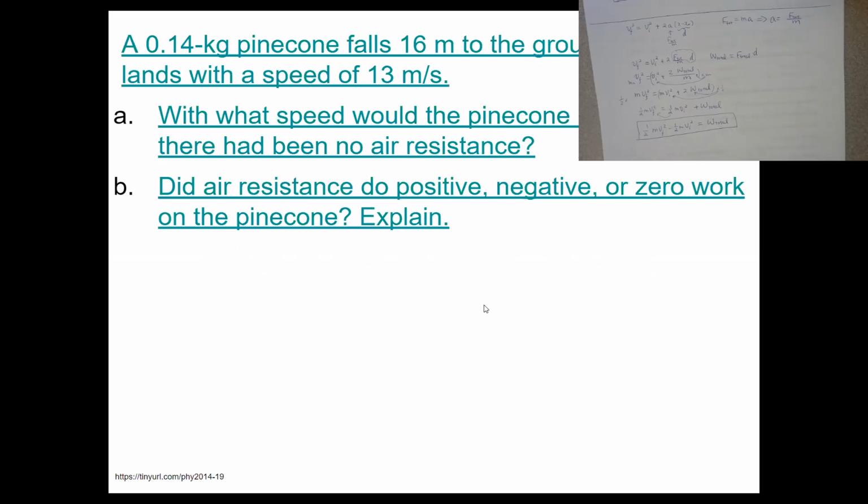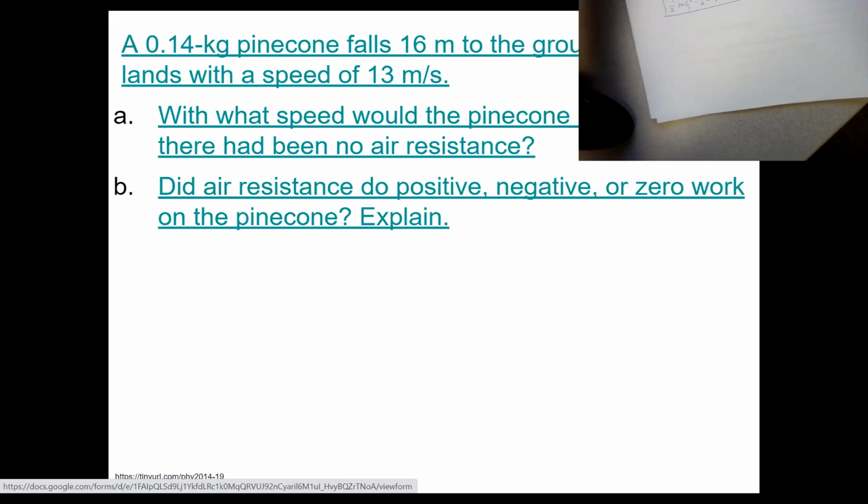Let's take a look at a couple of examples on the work-energy theorem. To start with, we are going to look at this first one here. It says a pecan falls 60 meters to the ground, where the pecan has a mass of 0.14 kilogram, and it lands with a speed of 30 meters per second. It's asking you, with what speed would the pecan have landed if there had been no air resistance? That indicates that the 30 meters per second is the result of encountering the air resistance. So if you have no air resistance, then you should expect a higher landing speed, right?